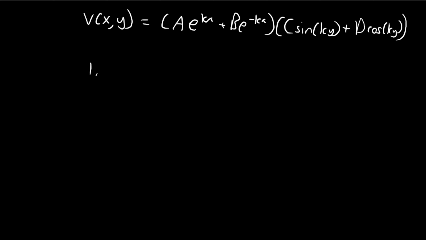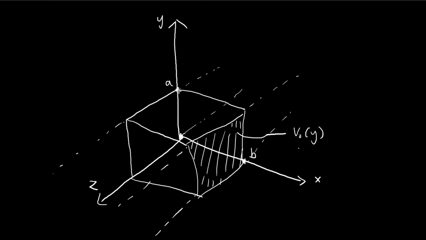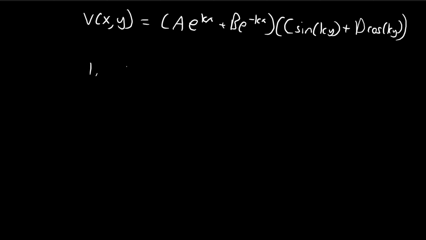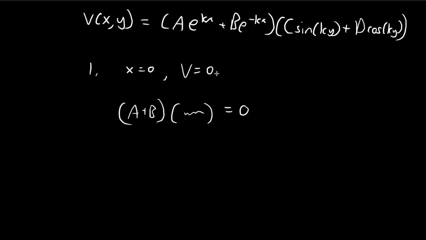So the first boundary condition, let's consider x is equal to 0, so the yz plane. We know that on this plane, the potential has to be equal to 0. And so you see that when x is equal to 0, both of these are going to be equal to 1, so you get an a plus b, and then we're going to multiply by this thing over here. I'm not going to write it out. So if we want the potential to be equal to 0, regardless of the values in here, a plus b has to be equal to 0, right? So a has to be equal to negative b.